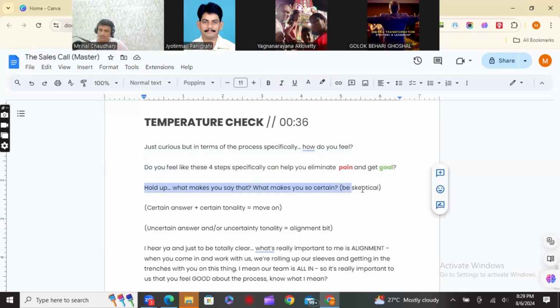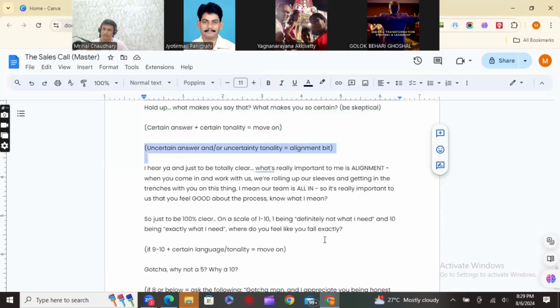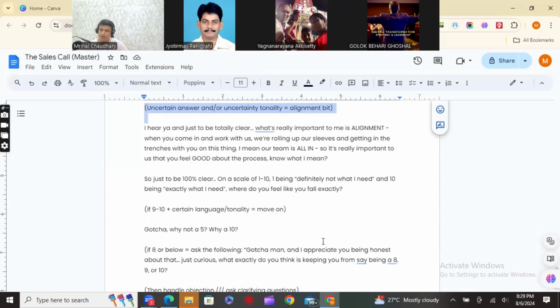So that person will have certain objections. He may be skeptical. It can have two types of answer. He may say there is certainty in your process, yeah, it's good. Or he may be uncertain, then he will have certain concerns. So you have to break down the objections, where that objection handling part will come. Okay, so here you have to handle the objection.